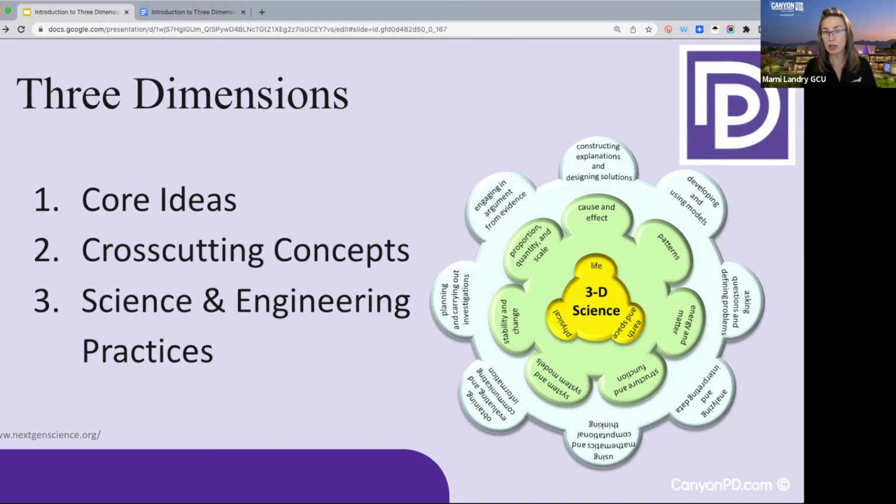Same thing with the cross-cutting concepts. You can definitely teach what it means to look for cause and effect and what is actual cause and effect and not just correlation. So you can teach that separately, but when you go to teach the science concept or the core idea, these are all taught together. They're layered like a flower.